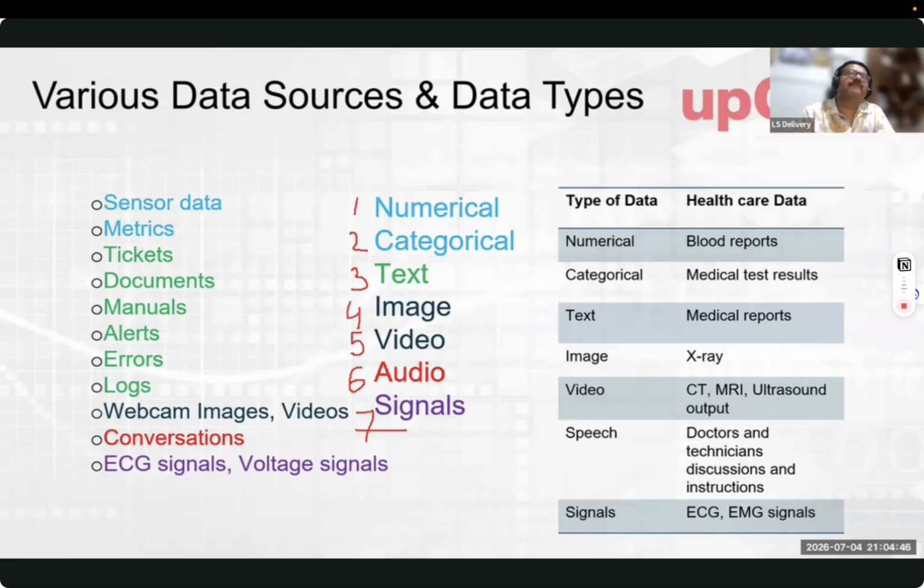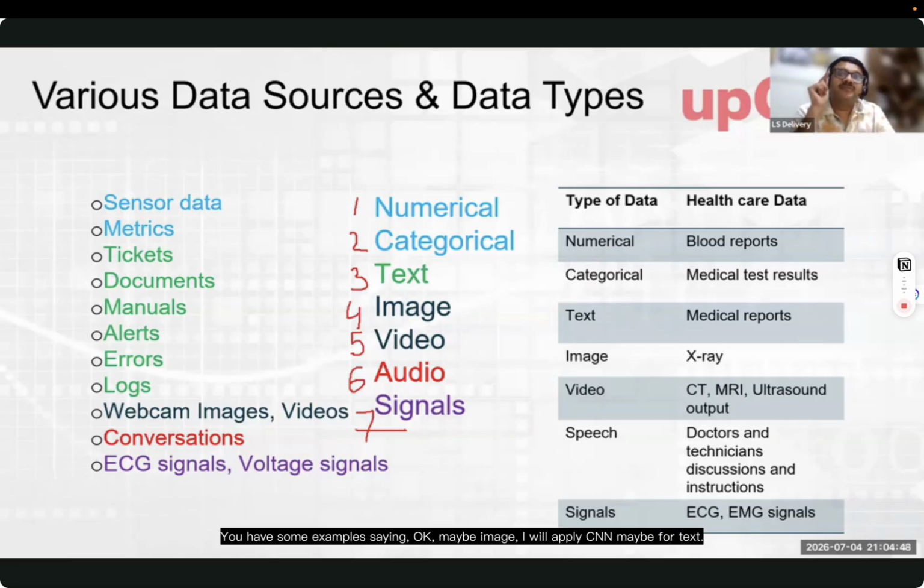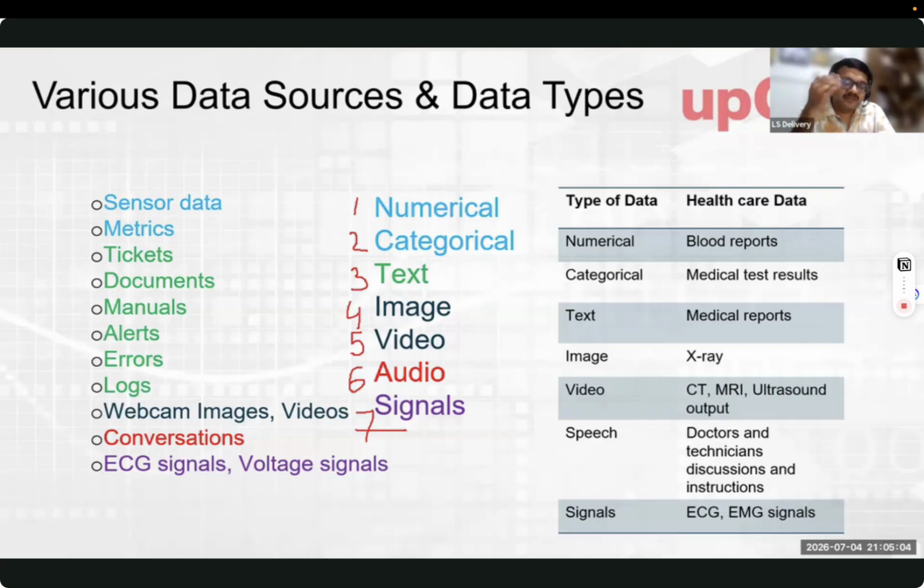Let me clarify. You have some examples saying, okay, maybe for image I will apply CNN, maybe for text, I don't know what is there in your mind. That's the kind of understanding typically people will have in the beginning. That's the reason I started with this, to demystify your understanding. I will say option 2 is correct.